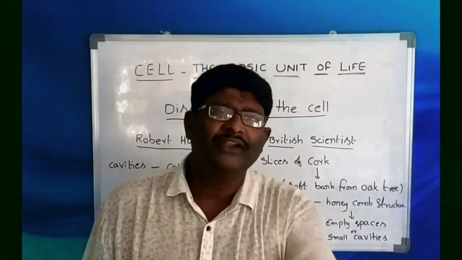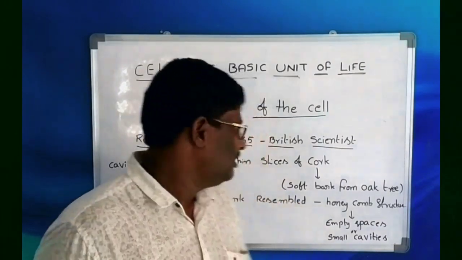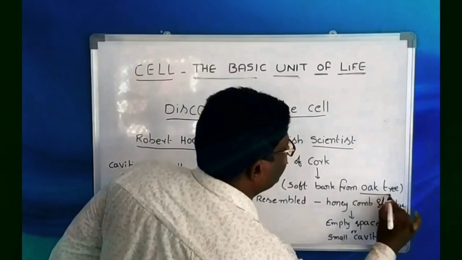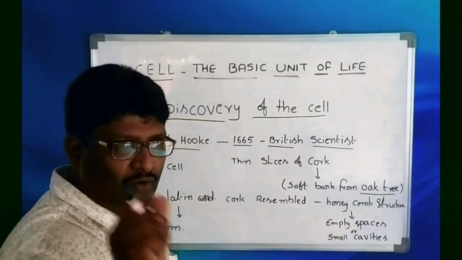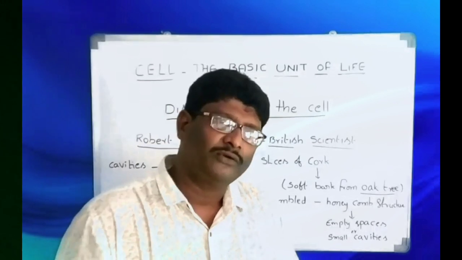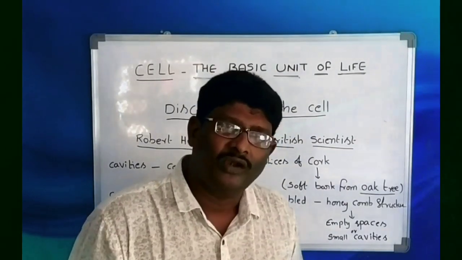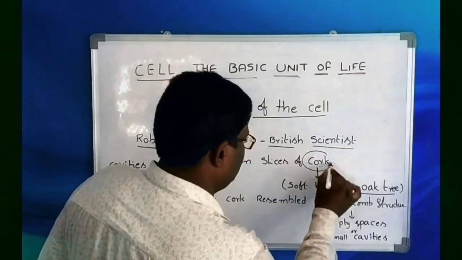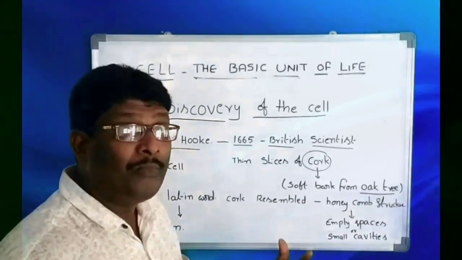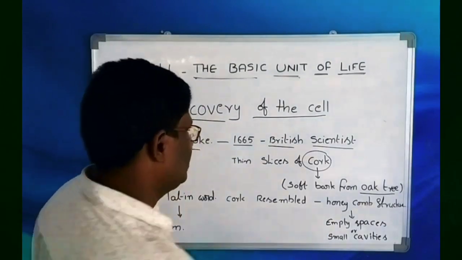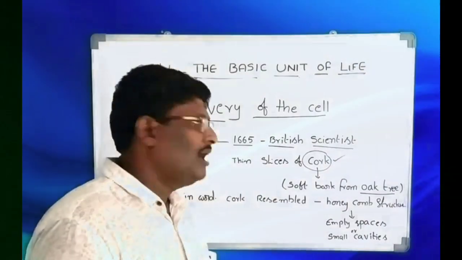Actually, where did he find it? He found the cell in the oak tree. From the oak tree, he took out the bark, which is the dried part. That bark is also called cork. He found the dead cells in the oak tree bark, also called cork.